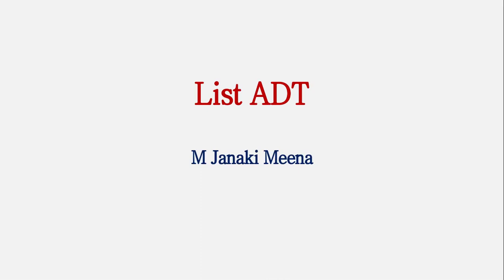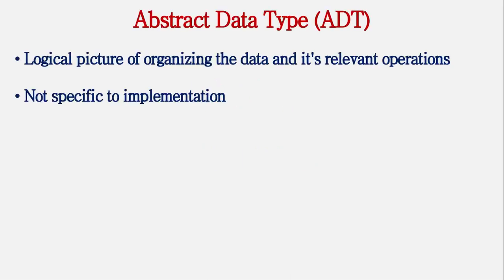Hi, in this video we are going to define our first ADT, list. List is a linear data structure as we discussed in the previous video. Let us just recall what is meant by an abstract data type. An abstract data type gives a logical picture of organizing the data and the relevant operations related to that particular structure. It can be told as a structure or a model, but it gives only a logical picture, nothing specific to implementation. That's what an ADT is.